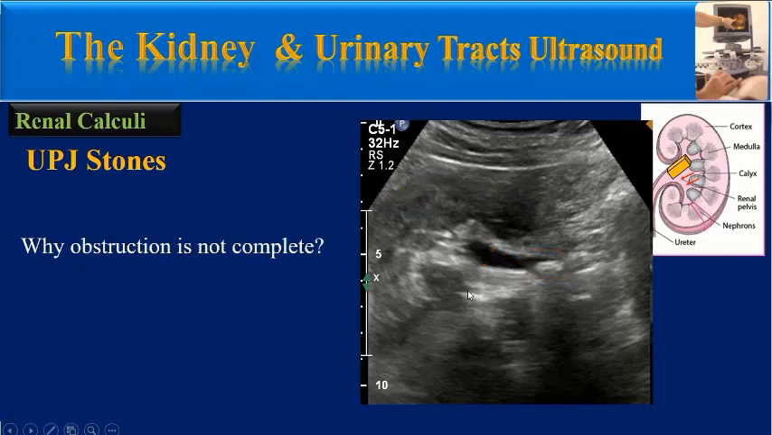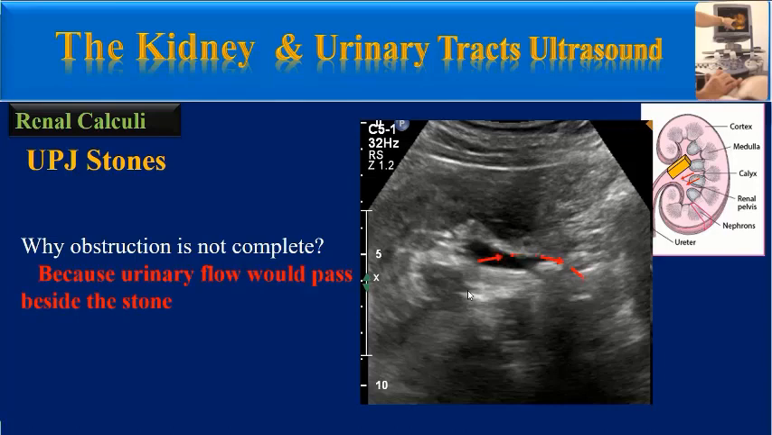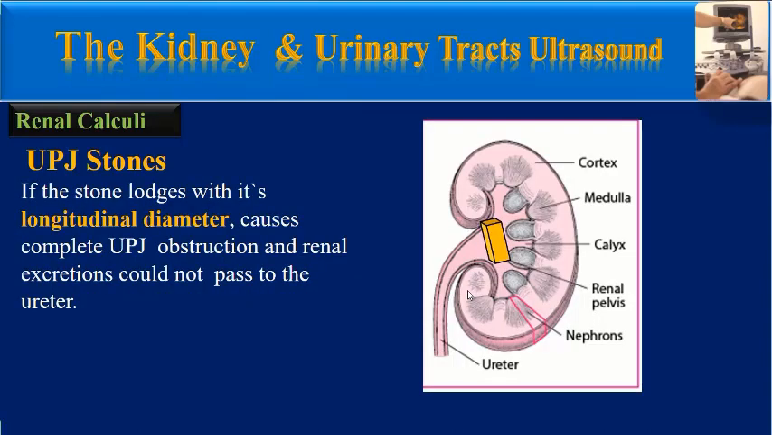Why is the obstruction not complete? Because urinary flow would pass beside the stone. But if the stone lodges with its longitudinal diameter across, it causes complete UPJ obstruction, and renal excretions could not pass to the ureter.